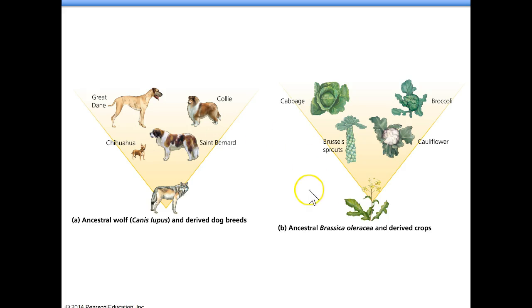The same thing can happen with our crops, our food. We got cabbage from this weed-like looking plant, and it developed into Brussels sprouts, which I don't really like, cauliflower, and broccoli as well. So that's another way that we get our crops. We pick out favorable characteristics and we breed them. Now we're faced with GMOs today, and that's a whole other chapter.